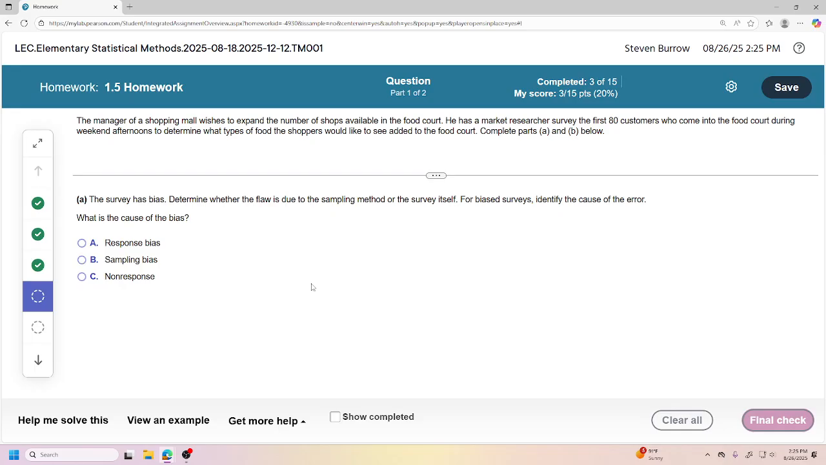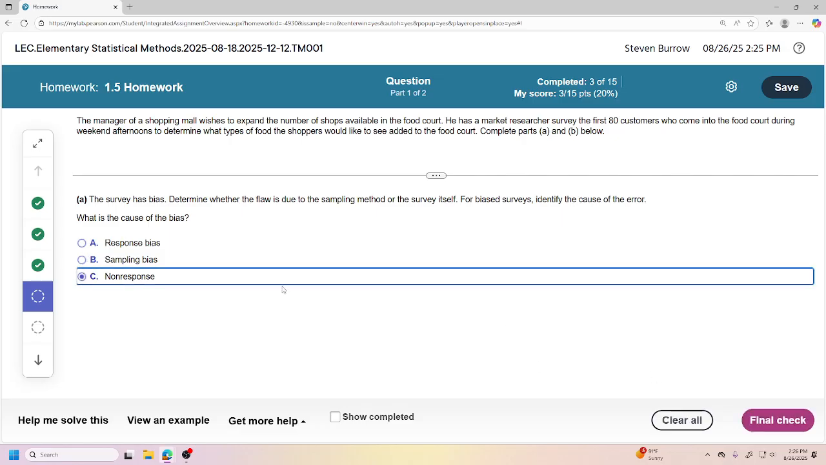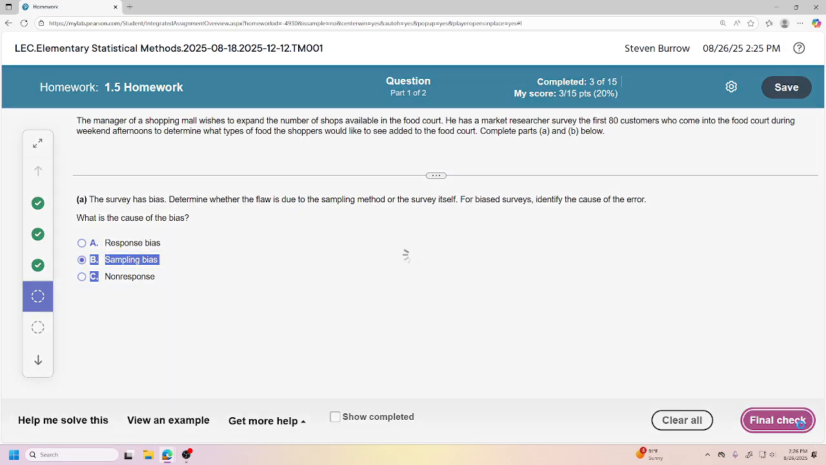So we already talked about some of these. So yeah, here we go again. Manager of a shopping mall wishes to expand shops. Oh, the food court one. Do you remember? Which one was this? B, non-response. Oh, I'm sorry, B, sampling bias, yeah. Yep, there you go, because we're not sampling a little bit of everybody.